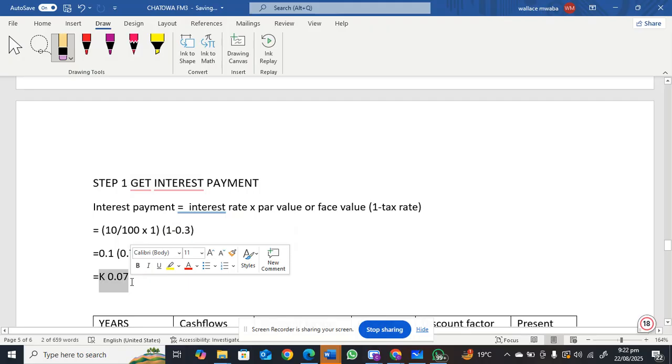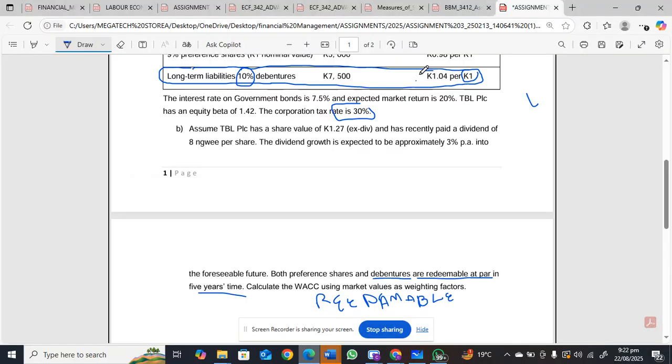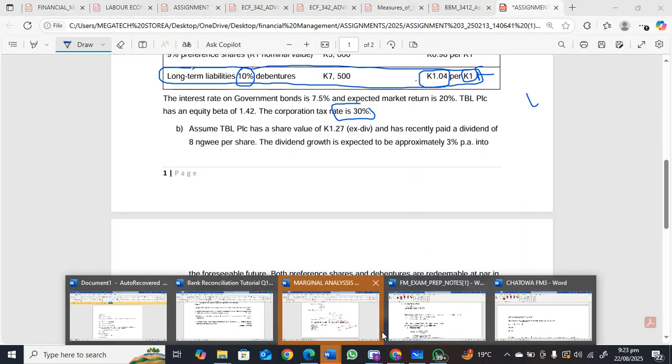0.007. So this debt, these debentures, when you purchase one debenture, for 5 years, you'll be receiving interest payments of 7 ngwe. Okay. You purchase this debenture for 1 kwacha 4 ngwe. This is how much you purchase it at in the securities exchange. 1 kwacha 4 ngwe. Then for 5 years, you'll be receiving interest payments of 7 ngwe. Then in the final year, the 5th year, apart from receiving your 7 ngwe interest payment, you're also going to be paid this par value, 1 kwacha. You're going to be paid that 1 kwacha.